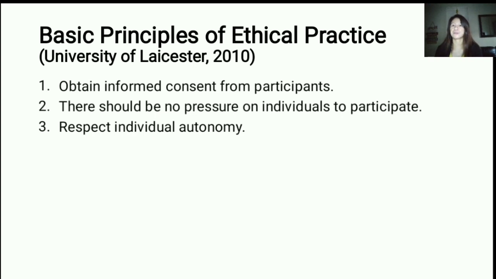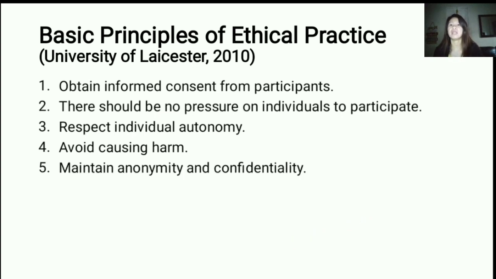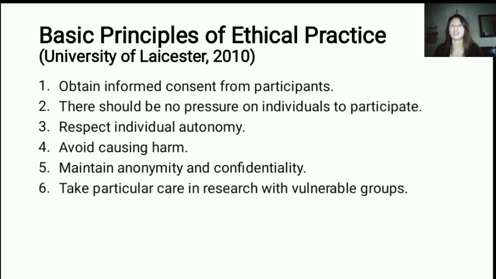Number 4, avoid causing harm. Make sure that your participants will not be in danger if they choose to participate in your study. Number 5, maintain anonymity and confidentiality. It should be clear to them that their identity or any personal information will not be exposed and that their responses to your instruments, for example, will not compromise their situation. And number 6, take particular care in research with vulnerable groups. This is giving utmost consideration when participants are minors, senior citizens, or those belonging to certain minority groups.